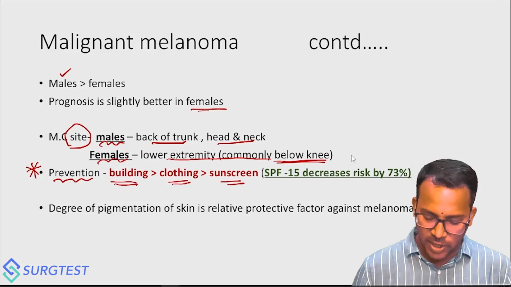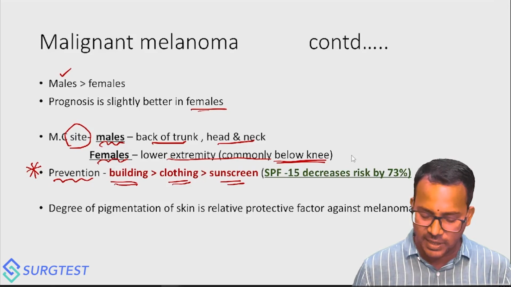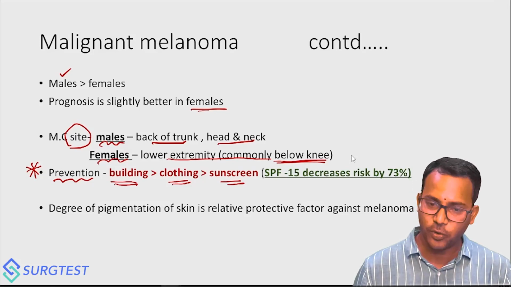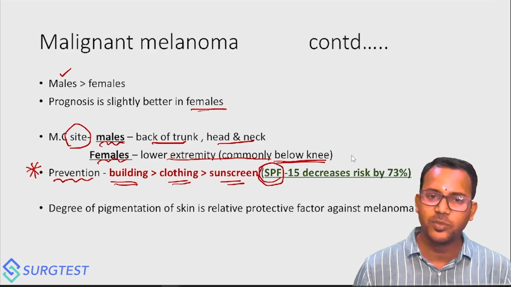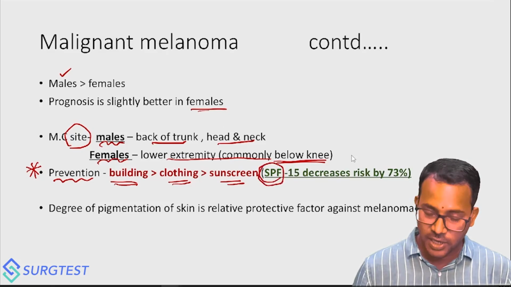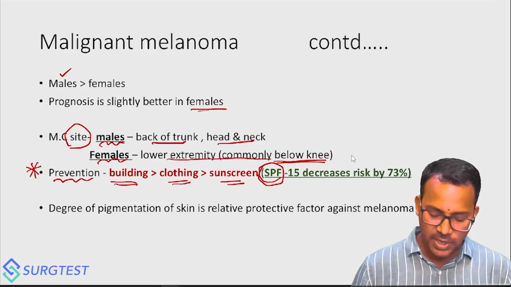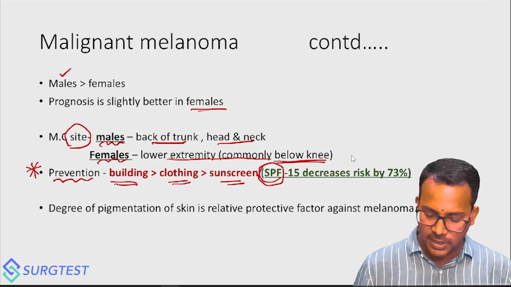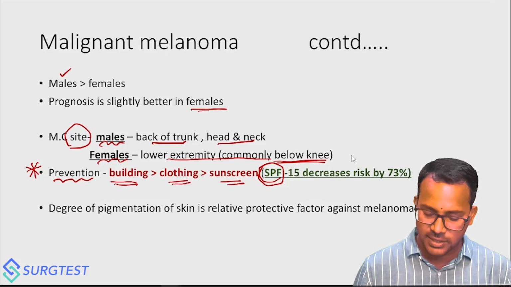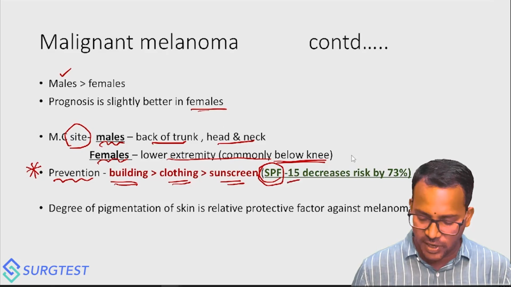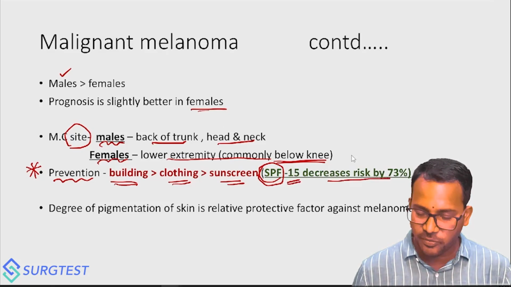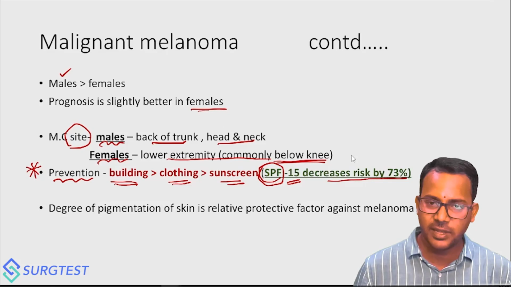An important point that you have to remember is regarding the sun protection factor. You see, most of the creams that people use as a sunscreen will mention something called the SPF, that is the sun protection factor. A sun protection factor of 15 decreases the risk of malignant melanoma by 73%.